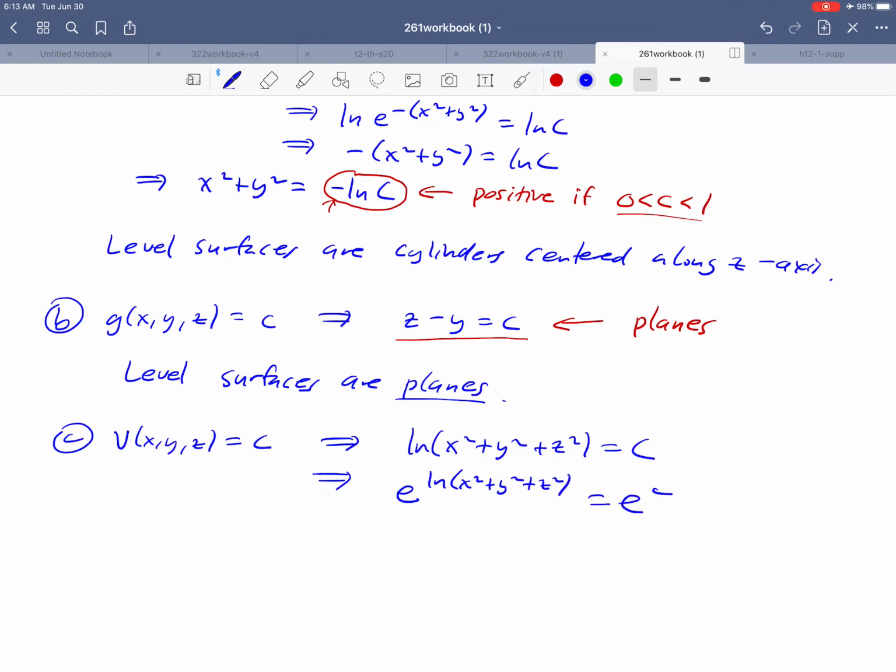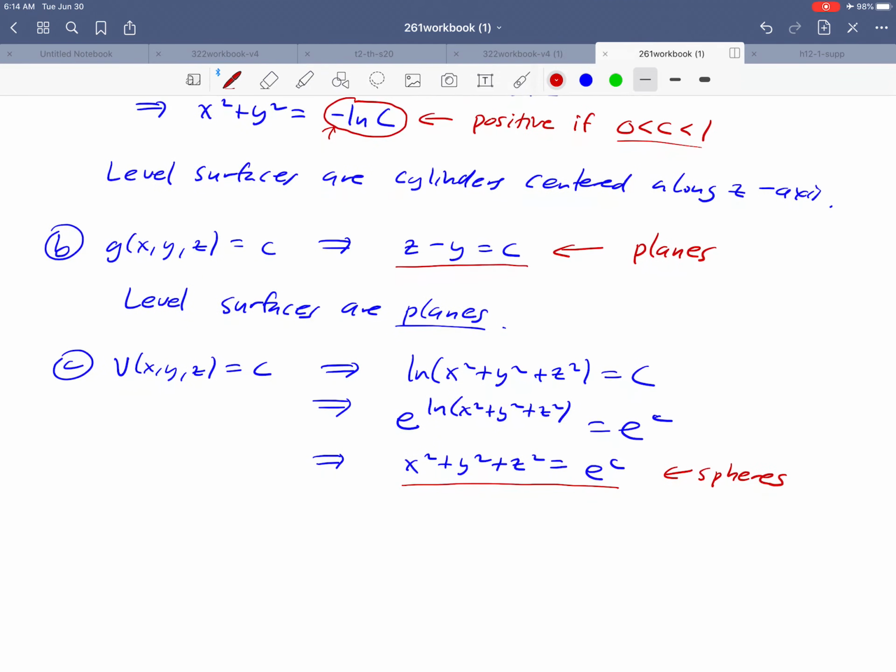We can do that as long as we do the same thing to both sides. The e and the ln are going to cancel, and we'll just get x squared plus y squared plus z squared equals e to the c. Do you recognize that formula that we're looking at? X squared plus y squared plus z squared. That's the equation of a sphere centered at the origin. E to the c is just some constant.